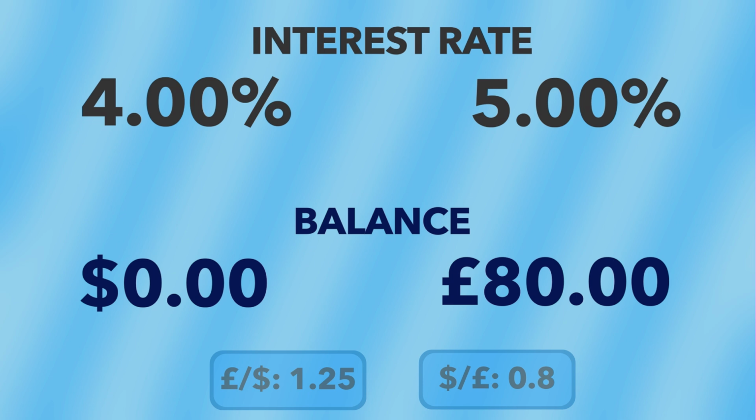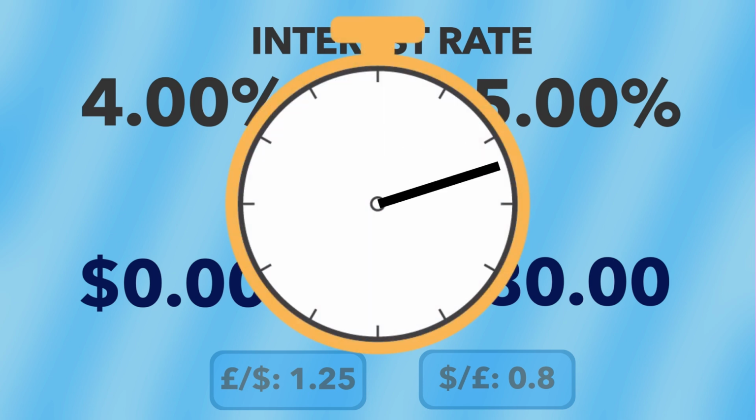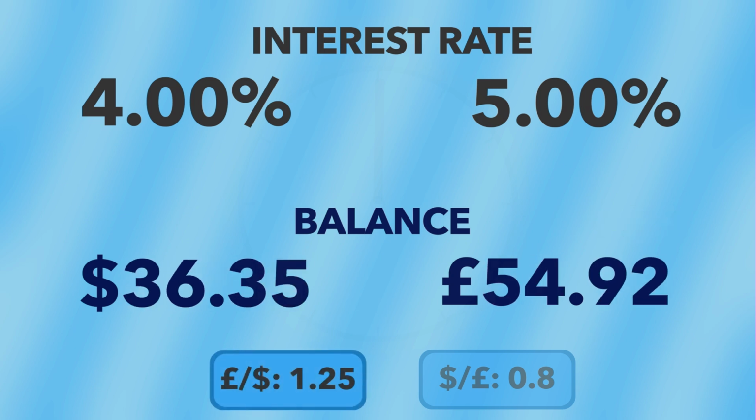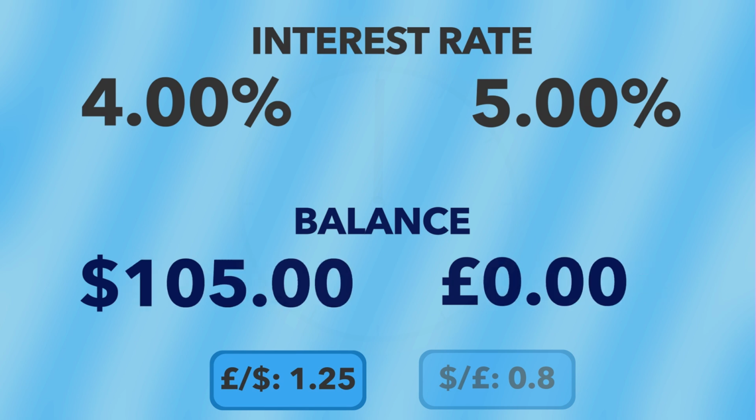Now, if you put this into an account, you could earn interest on the pounds you own under the current interest rate set in the UK, which is considered the risk-free rate. If you then wait 1 year, you would earn £4 of interest on the £80. You then could convert this back to US dollars. If the exchange rates haven't changed, this would convert back to 105 US dollars.